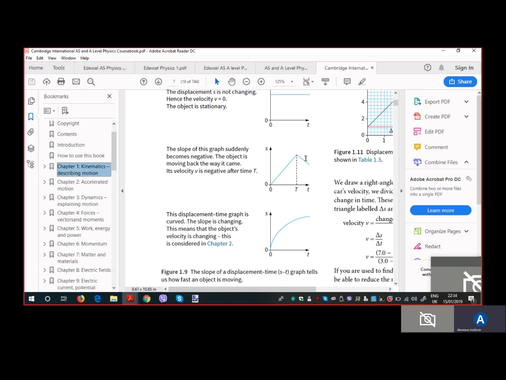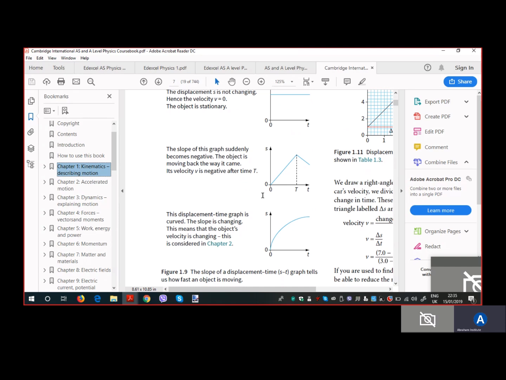So from 0 to capital T, the object was moving in one direction. Then from capital T onwards, it's moving in the opposite direction to the original direction in which it was moving. Do you get it? Say, for example, an object was moving to the right, then afterwards it moves to the left. So then the direction of velocity changes, from right to left.